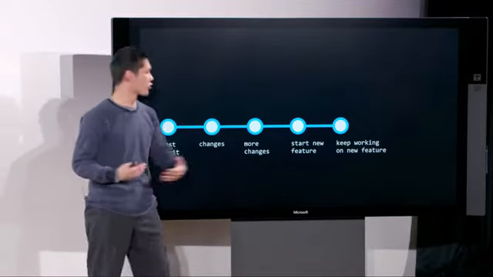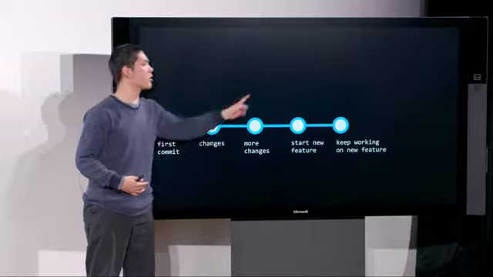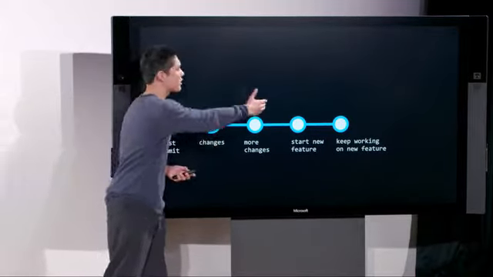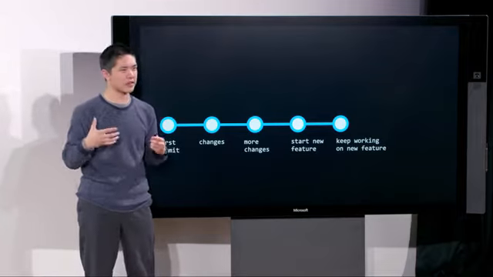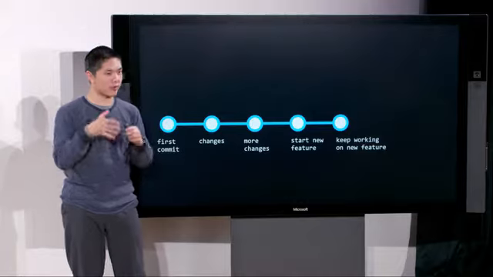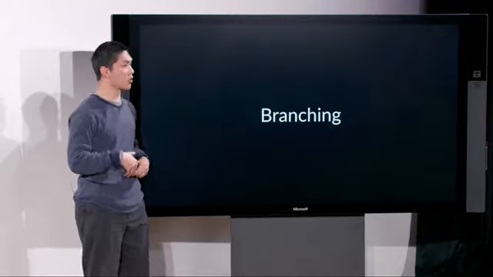We could, of course, reset and go back to this stage and fix the bug and then keep working on the new feature. But we've already made these new changes to the new feature, so it sort of starts to get a little bit messy at this point. So Git had this in mind when it was first designed. And so that's why Git has a tool called branching.